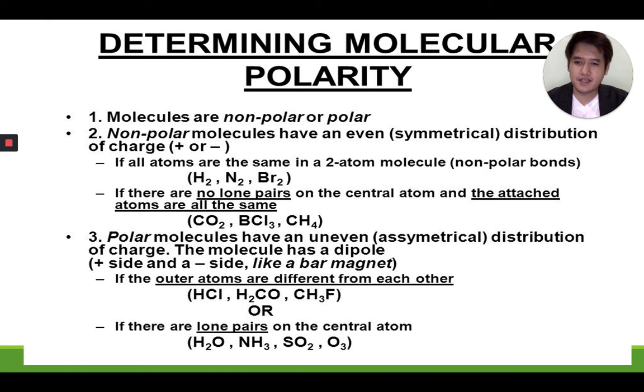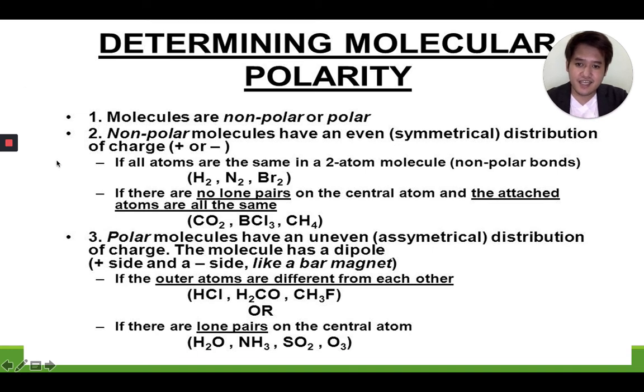Number one, molecules can either be polar or nonpolar, and nonpolar molecules have an even or symmetrical distribution of charge, an equal distribution of charge. This can happen in two cases. The first one is if all atoms are the same in a two atom molecule, meaning they have the same pull, the same electronegativities, and they are the same atoms. So there is no resulting net dipole.